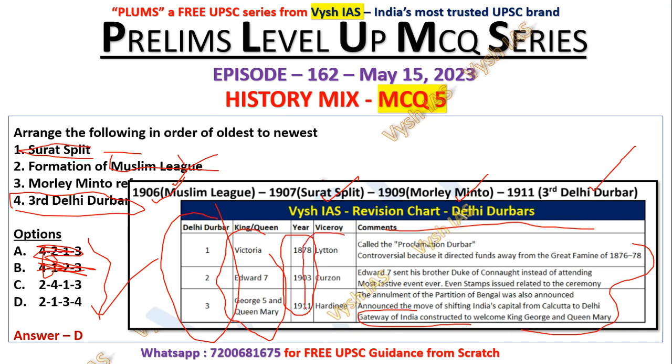Okay, so that time who was the viceroy? This LCH: Lytton, Curzon and Hardinge. This also you have to learn by heart just like this. Okay, so if you see this is L, C and H, the first letters. Okay, so LCH, and the years 1877, 1903, 1911. Everything happened in Delhi. That is called the Delhi Darbar.